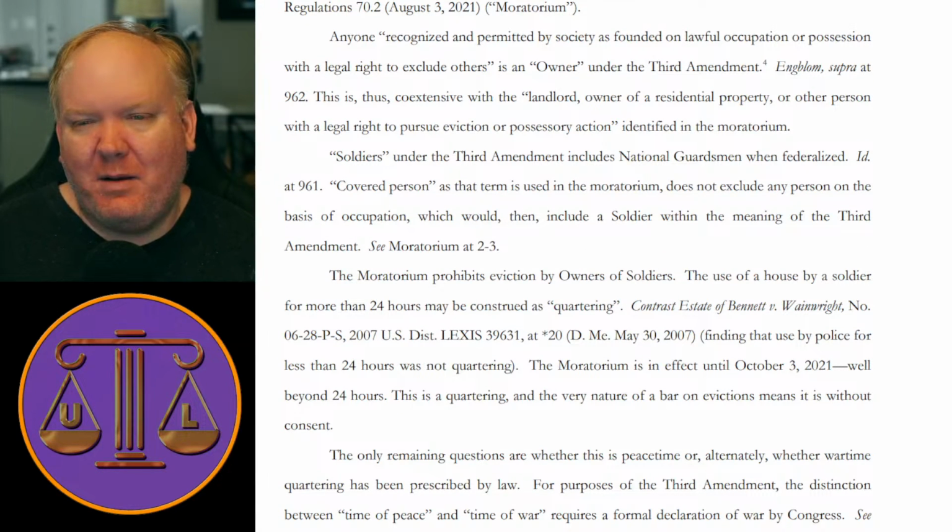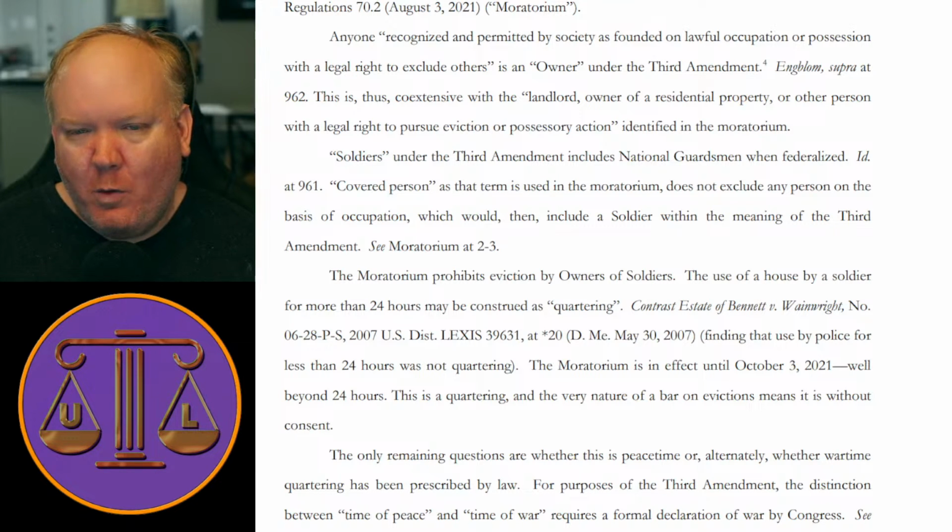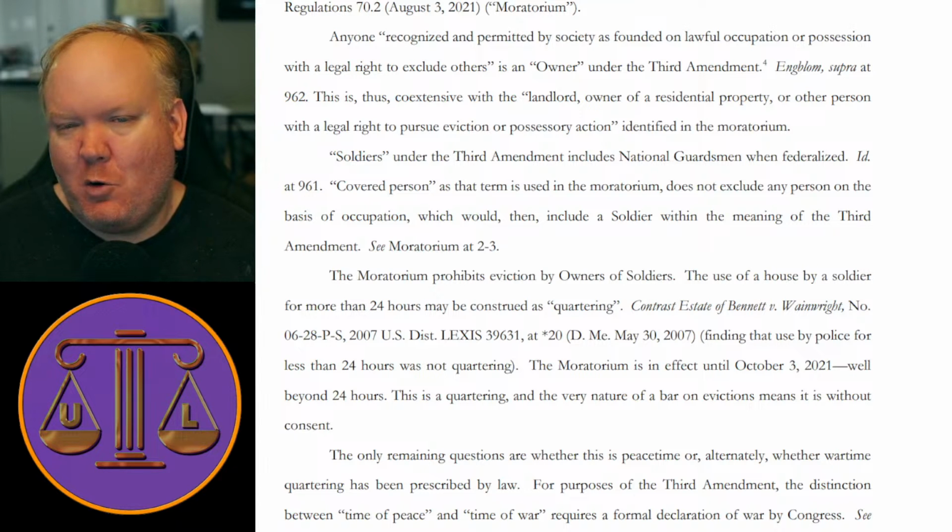Anyone recognized and permitted by society as founded on lawful occupation or possession, with the legal right to exclude others, is an owner under the Third Amendment. This is coextensive with landlord, owner of residential property, or other person with legal right to pursue eviction or possessory action, which incidentally would include a renter, because I have the right to pursue a possessory action. Now, there's no point in me doing that because I do currently possess it. But if I didn't, right?